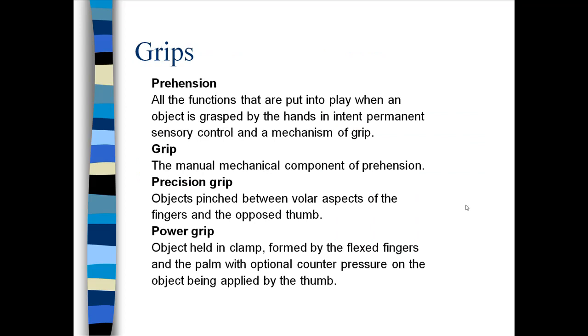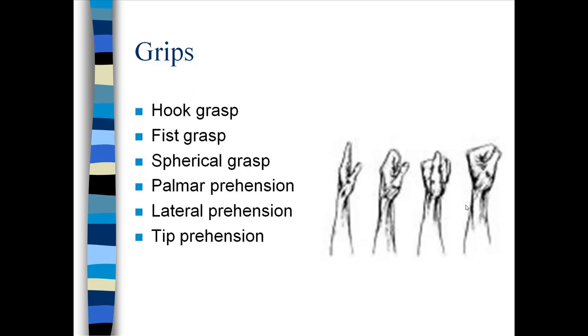Since the primary function of the wrist and hand is prehension, grips must be assessed, and these can be broadly broken down into precision grips, those in which the pads of the thumb and the fingers are opposed, or power grips in which the extrinsic muscles are key components that flex the fingers around the relevant object. Here are some examples of various grips: a hook grip, fist, spherical grip, palmar prehension, lateral prehension, tip prehension.